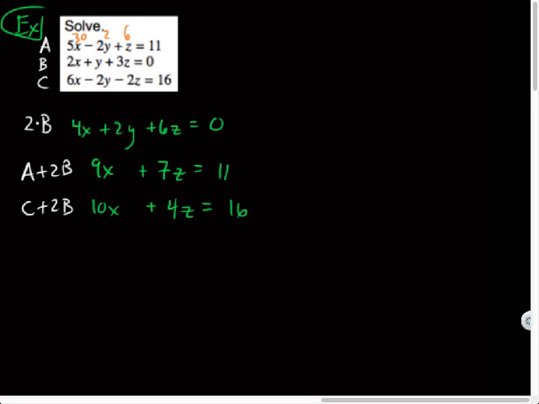And I'm going to actually, because this is a crazy name for this and this is a crazy name for that, at this point, now that I've gotten it down to a system of 2, let's relabel these. Let's just call this equation D, this equation E.